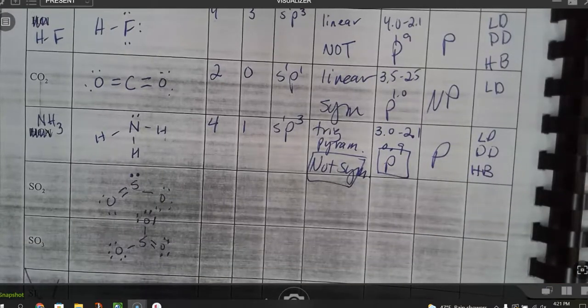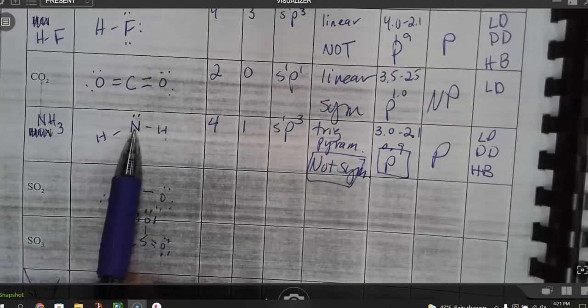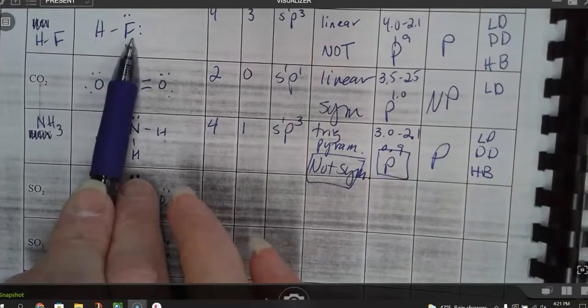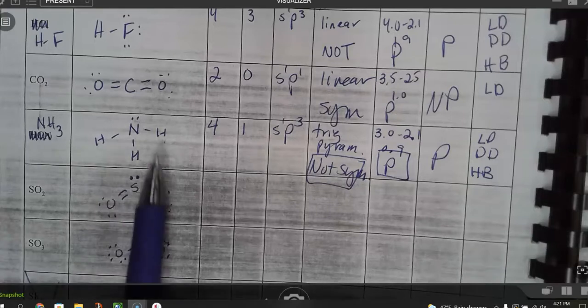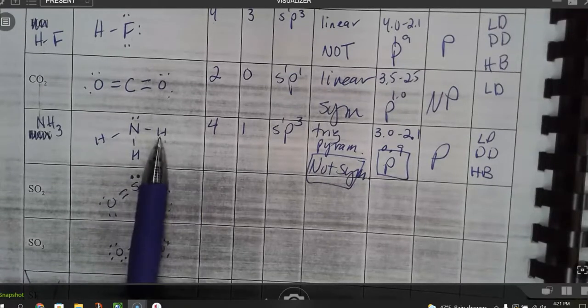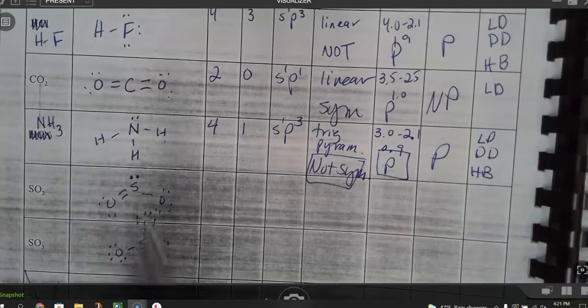If you have a hydrogen attached to a nitrogen, a hydrogen attached to an oxygen as in water, or a hydrogen attached to a fluorine, those are the only cases where you have hydrogen bonding. So if you're not given an H bond with an N, an H bond with an O, or an H bond with an F, there is no hydrogen bonding, okay?